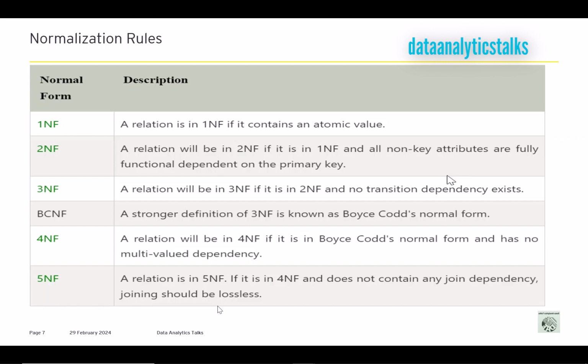BCNF, known as Boyce-Codd normal form, is a stronger definition of 3NF. A relation will be in 4NF if it is in Boyce-Codd normal form and has no multi-valued dependency. Finally, 5NF is a higher degree of normalization: a relation is in 5NF if it is in 4NF and does not contain any join dependency, that is, joining should be lossless. So we have 1NF, 2NF, 3NF, BCNF, 4NF, and 5NF.